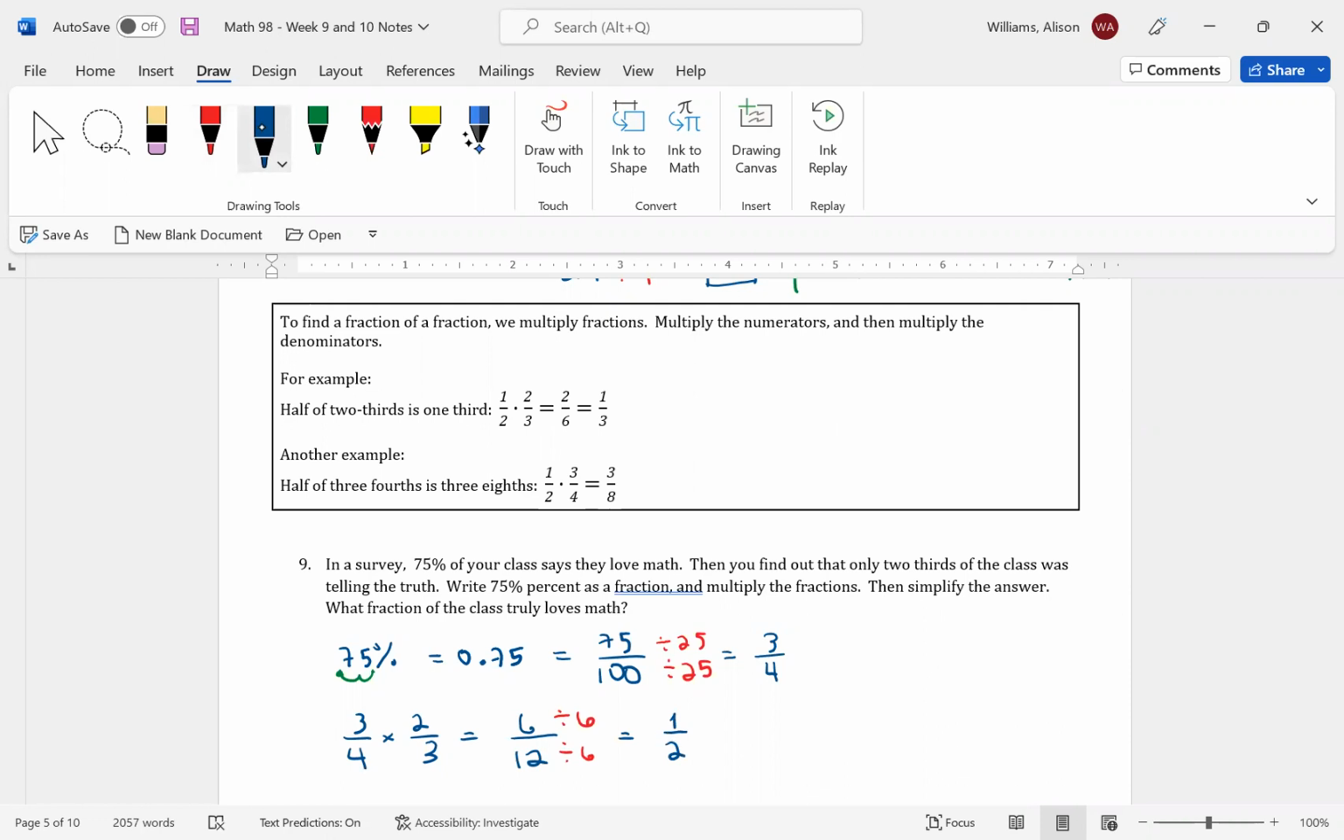So that's the fraction of the class that truly loves math, half of the class.